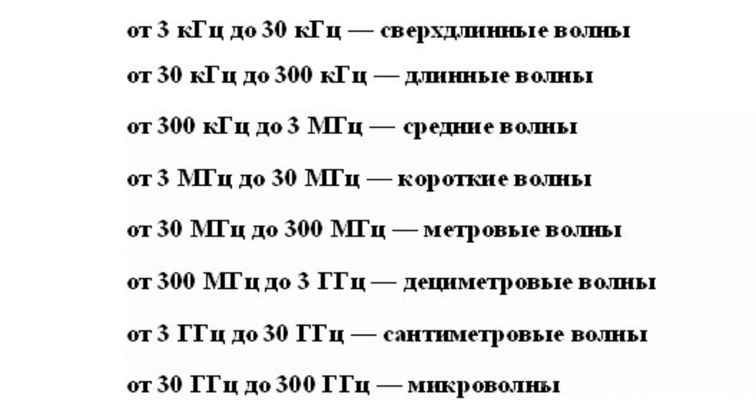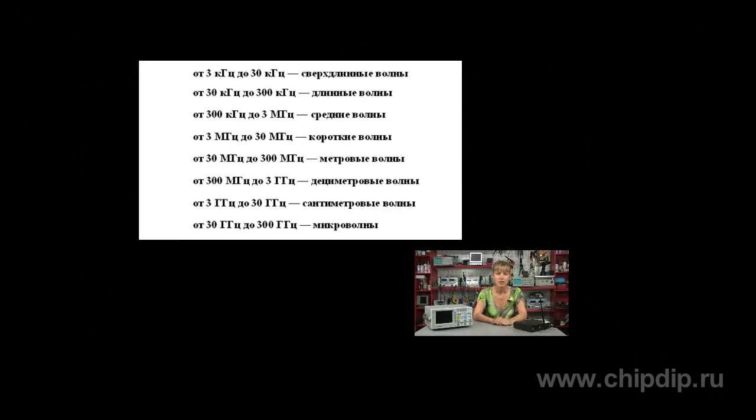Very long waves from 3 kHz to 30 kHz, long waves from 30 kHz to 300 kHz, medium waves from 300 kHz to 3 MHz, short waves from 3 MHz to 30 MHz, meter waves from 30 MHz to 300 MHz, decimeter waves from 300 MHz to 3 GHz, centimeter waves from 3 GHz to 30 GHz, microwaves from 30 GHz to 300 GHz.